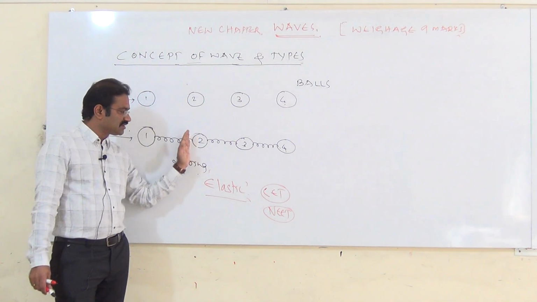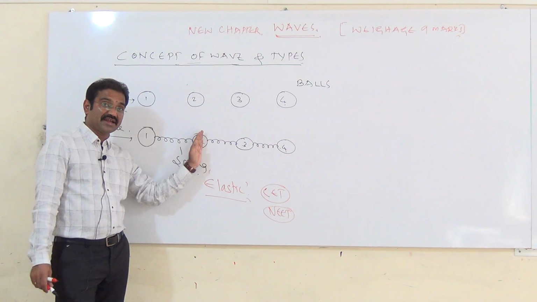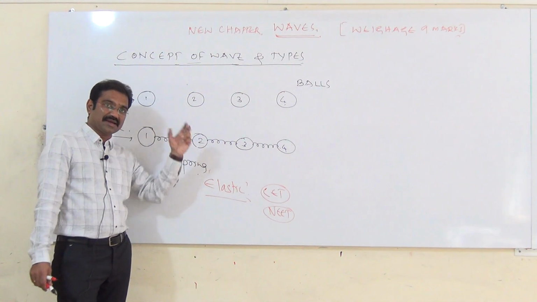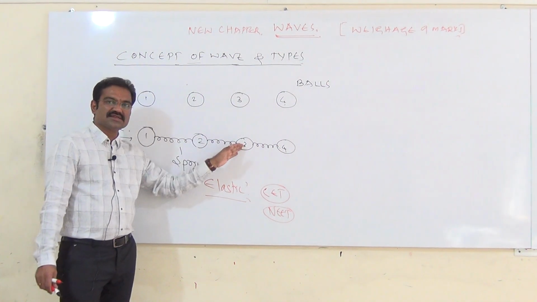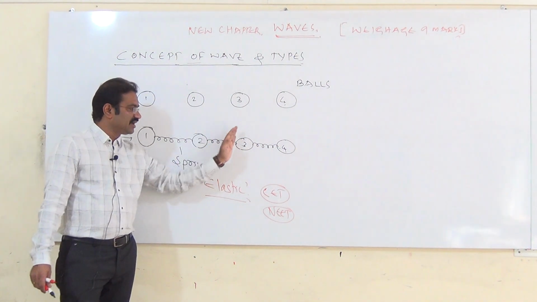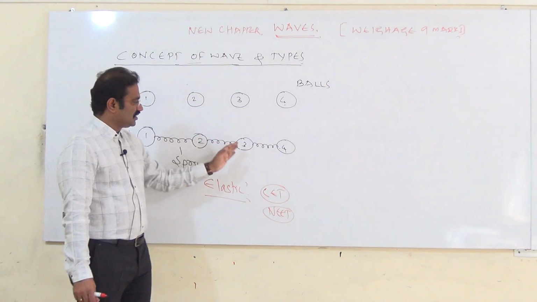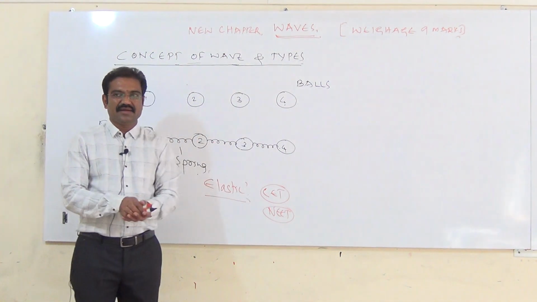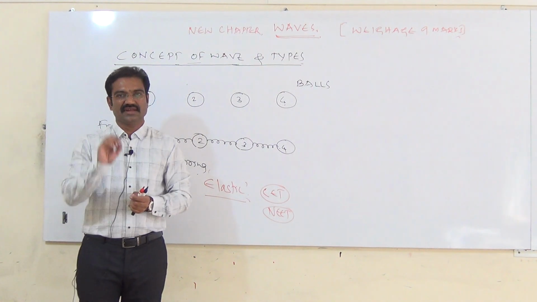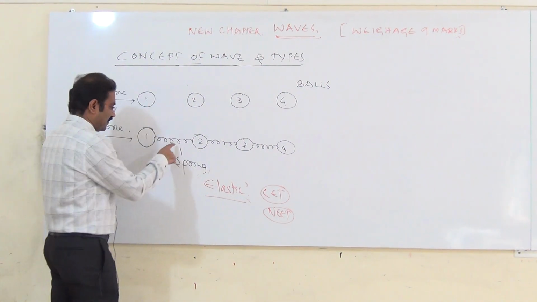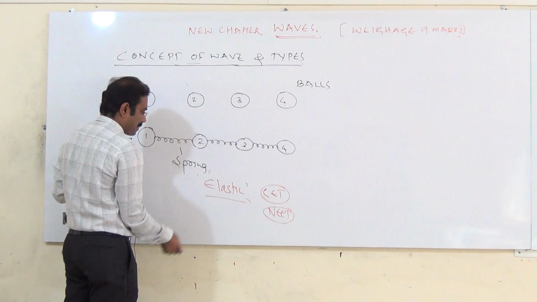Second ball also begins to vibrate, but vibrations will be lesser than this. Amplitude will be lesser than this. It transfers the energy to this one. It also begins to vibrate. It means that all the balls begin to vibrate. It means that because of the spring it is happening.